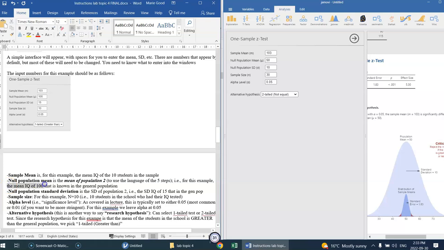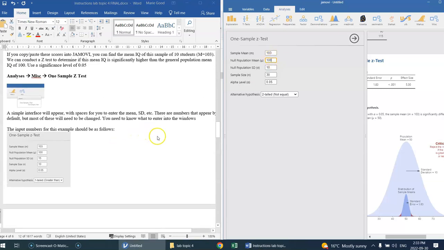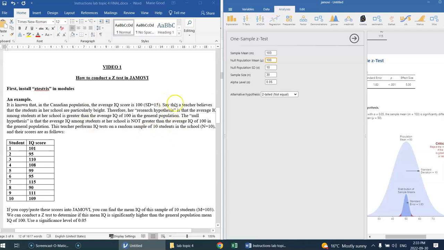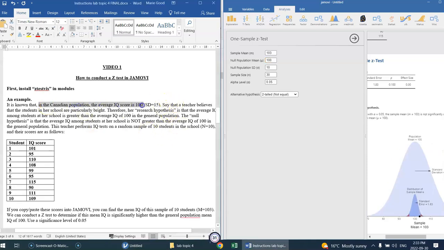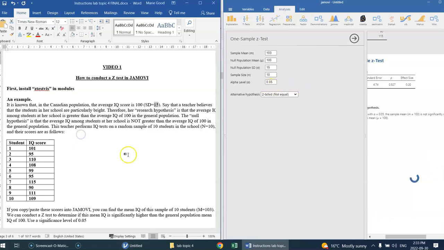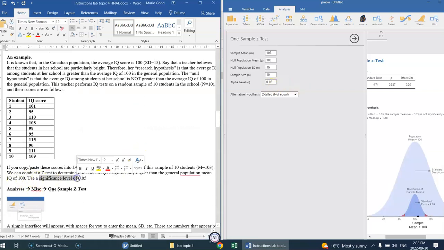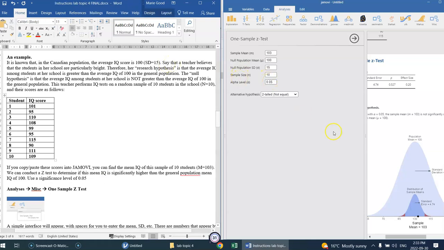In this case, we know that that is 100, right? Because that was the IQ that's known in the general population. So we're going to enter that as 100. We are also given the null population standard deviation, right? This is in the Canadian population. The average IQ score is 100 with a standard deviation of 15. So our null population, in other words, population 2 standard deviation is 15. Our sample size, our n is 10, right? We said we have 10 students randomly selected from the population, and our alpha level is our significance level. Remember, significance level, alpha level, it's the same thing, and we're leaving that at 0.05. All right.